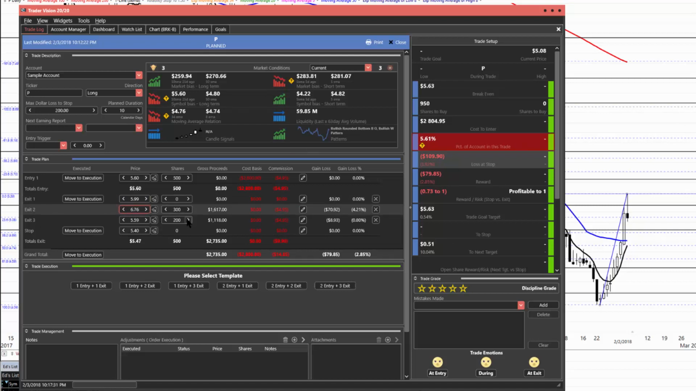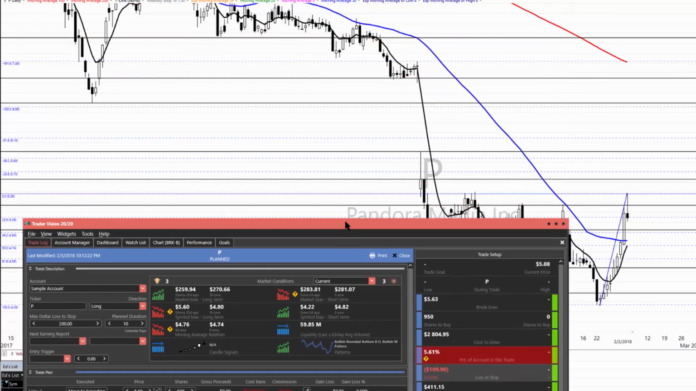That might well do it. If we got 200 shares at that first target, we're making 71 bucks, but the real money is being made up here to the second target. So it all comes down to a trade plan. We've got a single point there that is our resistance.